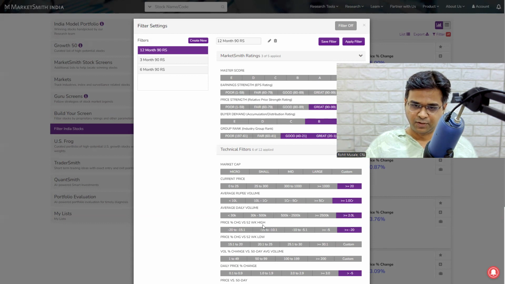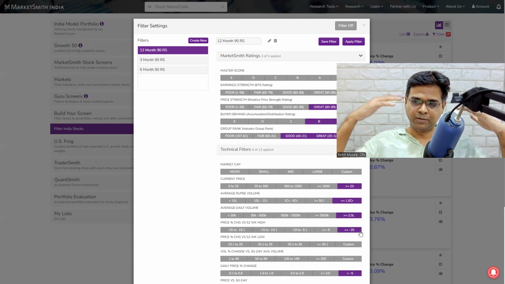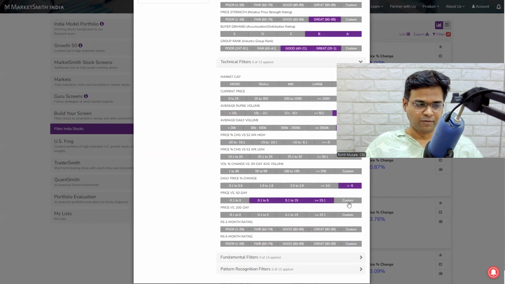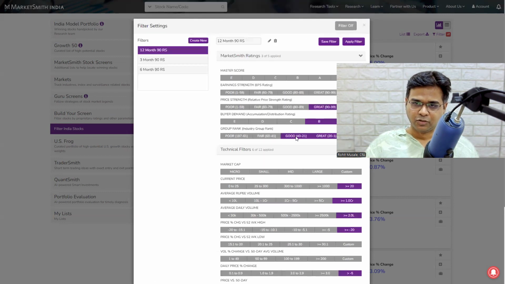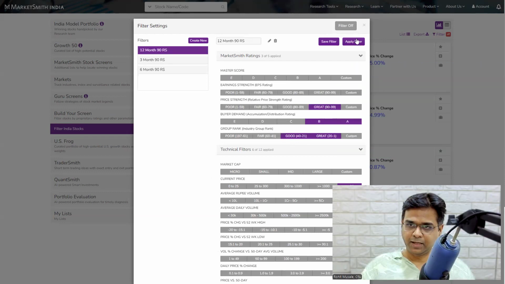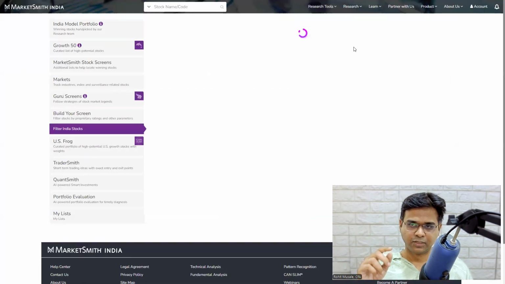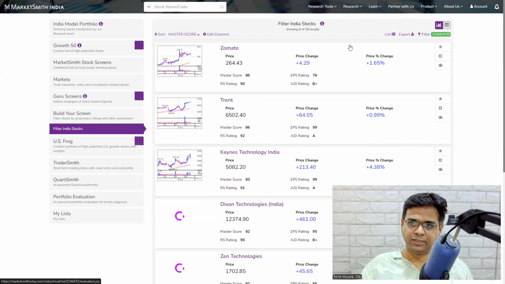The price versus 52-week high: the price should not be more than 20% below the 52-week high. And the daily price change, like if a stock has fallen more than 5% in a single day, that's out of my watch list. And basically, the price should be above the 50-day simple moving average. These are my basic filtering criteria. So I want to focus on this. What does this mean? If you apply this filter, let's see out of the 5,000 stocks, how many stocks come in this filter? See, 18.